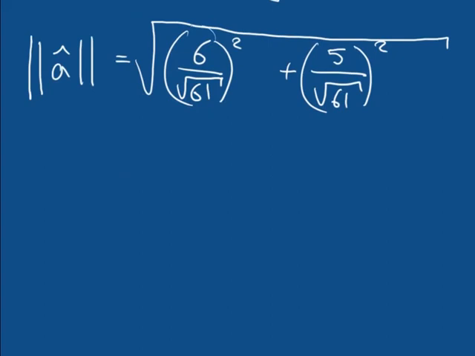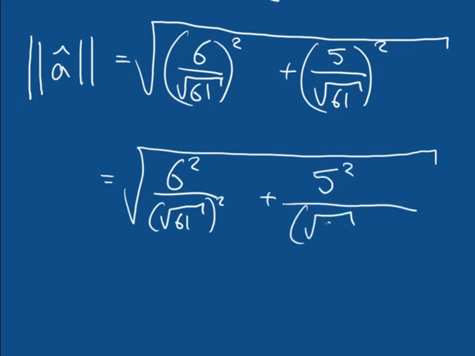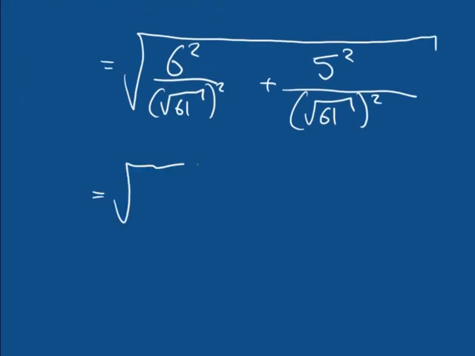And the step is that if we have a fraction squared, it's equal to the numerator of the fraction squared over the denominator of the fraction squared. So it's equal to the square root of 6 squared over the square root of 61 squared, plus 5 squared over the square root of 61 squared. So this is equal to the square root of 36 over, well, the square root of 61 then squared. They're going to cancel, so it's going to give us 61.